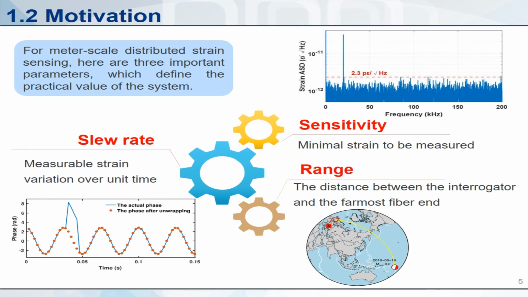As for meter-scale distributed strain sensing, here are three important parameters which define the practical value of the system. The first one is sensitivity, which is the minimal strain to be measured in that system. The second one is slew rate, which is the measurable strain variation over unit time. And the third one is range, which is the distance between the interrogator and the farthest fiber end. All these three parameters matter.